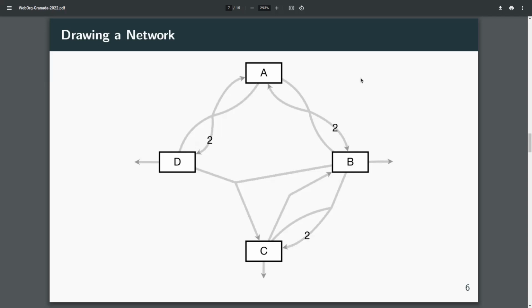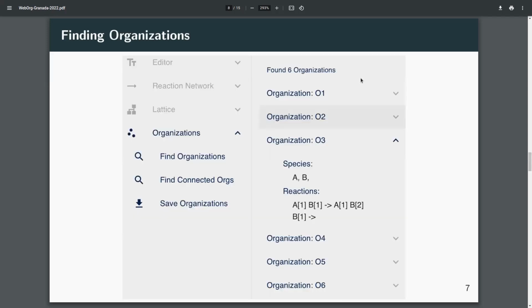So if we are now satisfied with our reaction network, we want to compute organizations. Currently I'm using the constructive algorithm, as mentioned, to find organizations. You can also find just connected organizations or reactive or erective organizations. And if you have found organizations, they will be listed in this list view, and you can click on an organization to have more details about it.